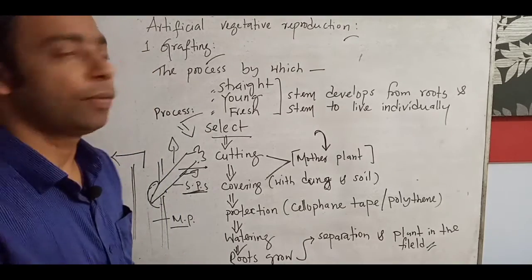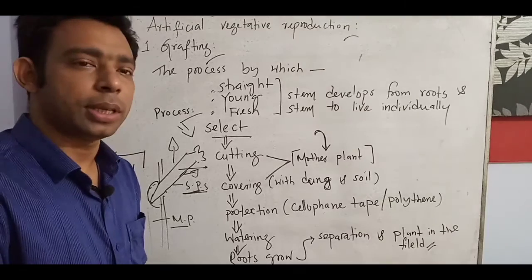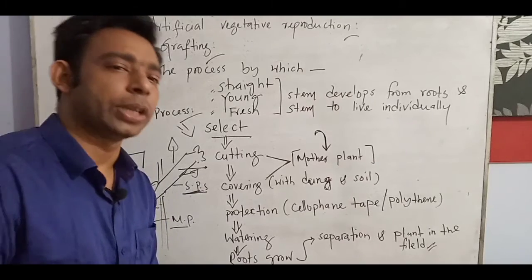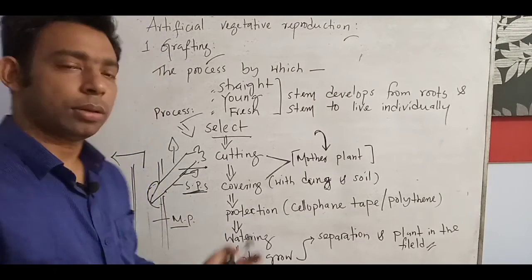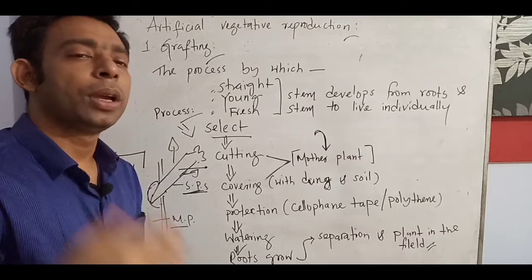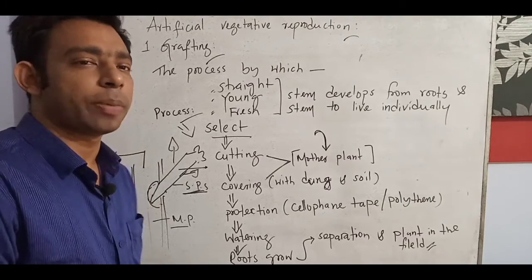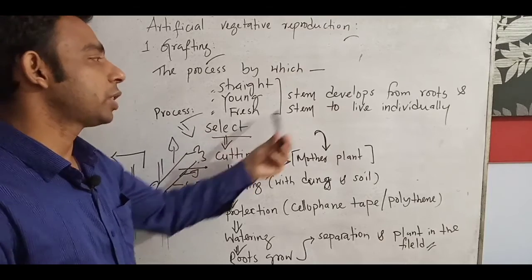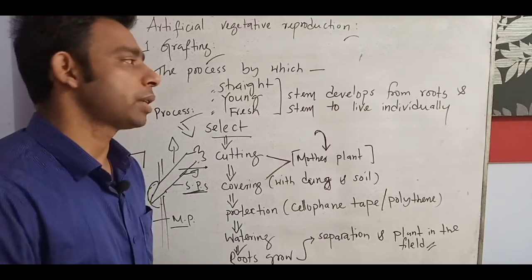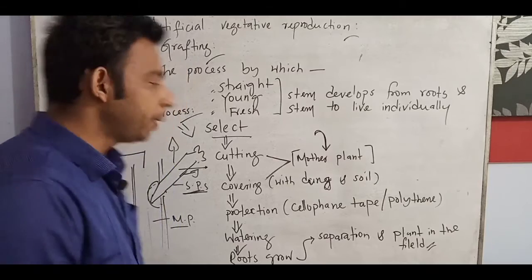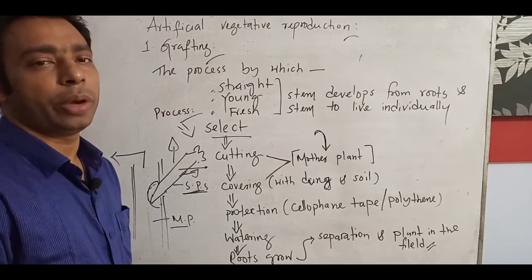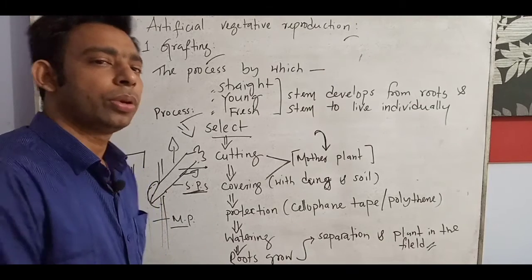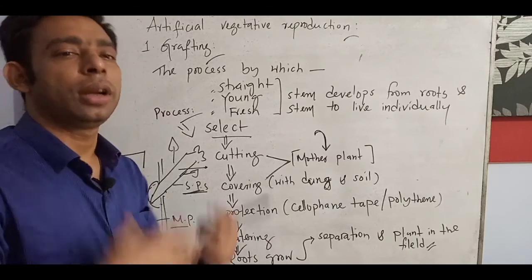Importantly, it is asked as a 3 marks question. There will be a figure of the process followed artificially, and you need to explain that. If it is a 2 marks question, what do you understand by grafting? Then you will write: the process by which a fresh young stem develops roots and survives individually, taking a fresh stem with a mother plant to grow a new plant. That process is called grafting.